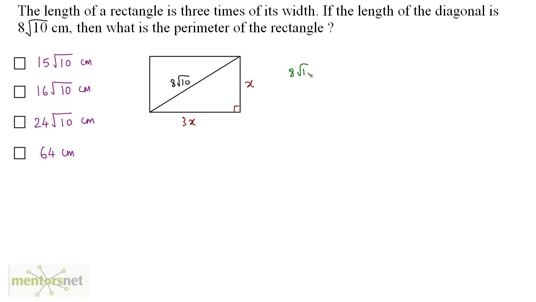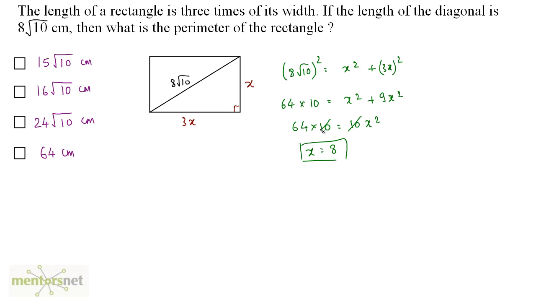So I have 8 root 10 square is equals to x square plus 3x whole square. So 8 8s are 64 times root 10 square is 10 is equals to x square plus 9x square. So 64 times 10 is equals to 10x square. This 10 and this 10 gets cancelled out. x is equals to under root of 64, and that is 8. So we have the width, that is 8 centimeter. And 3 times 8 is 24. So the length of this rectangle is 24 centimeter.